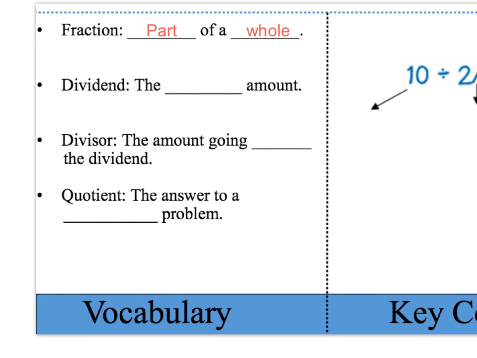Our first vocabulary word is fraction, so we've seen this before. A fraction is a part of a whole. Second word, dividend, means the total amount. And remember, these are the numbers that go inside of our division bar. Our third vocabulary word is divisor. That is the amount going into the dividend. And remember, this is the number that goes outside of the division bar. And the last vocabulary word, quotient, means an answer to a division problem.